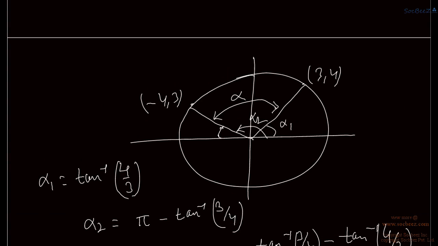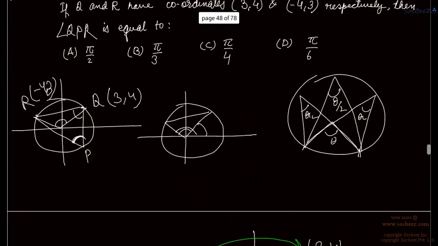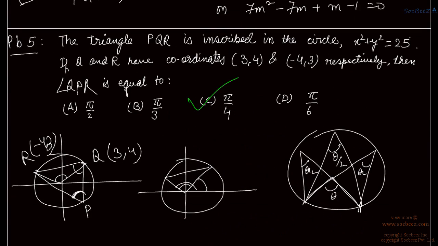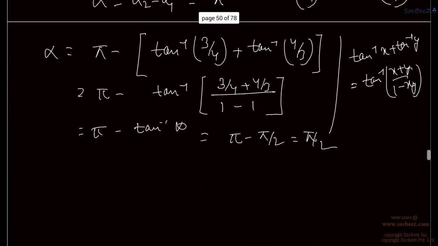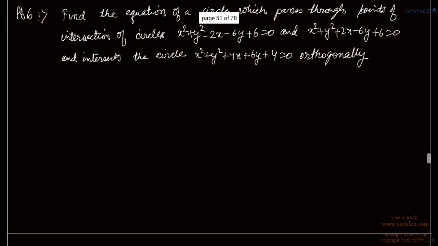So the angle which this arc subtends at the origin is pi by 2. So it will subtend at anywhere on the circumference what angle? Pi by 4. Okay, so pi by 4 is the correct answer. Pi by 4, that means option C is correct. Now move to the next question.